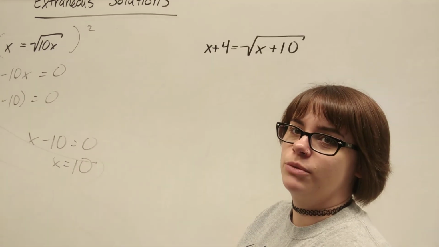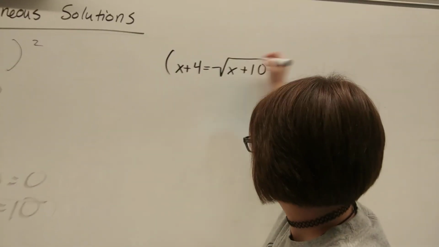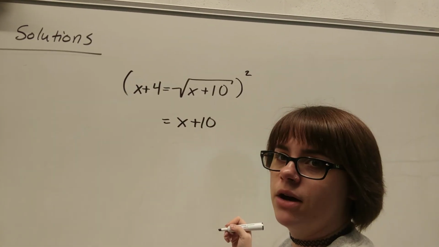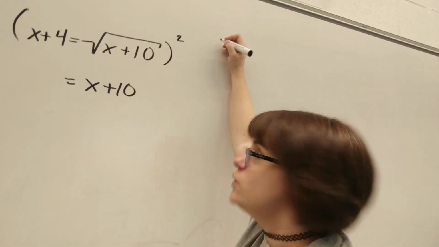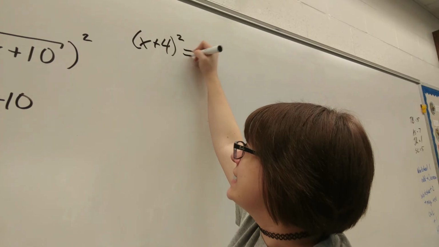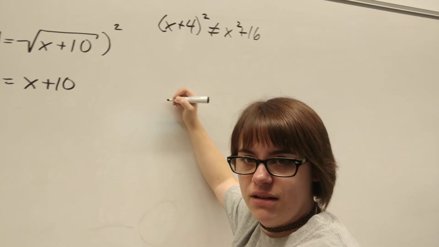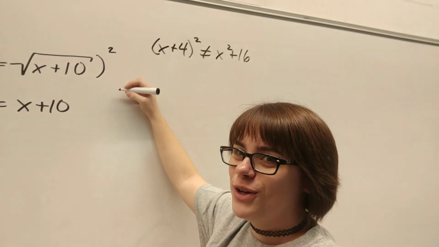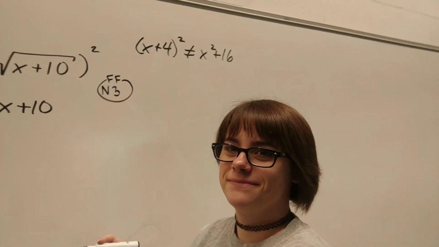So first things first, I've got the radical by itself, so I'm going to square everything. Nice. So I've got x plus 10. The radicand drops out. But as a reminder, even though you should all know it, x plus 4 squared is not x squared plus 16. Why? Well, it's not in parentheses though, is it? If you need help figuring out what this is, please refer back to notes 3 of factoring and foiling.